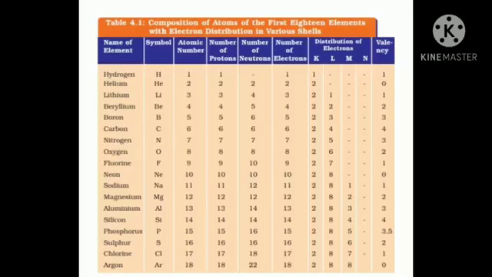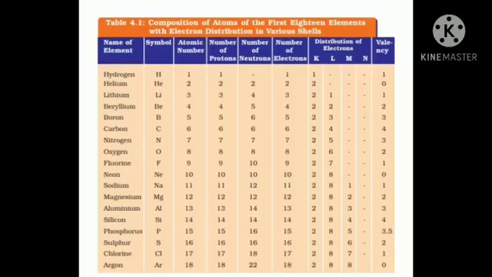Sodium, symbol Na, atomic number 11. So the number of protons and electrons is 11. Mass number minus atomic number is equal to the number of neutrons, which is 12. The distribution of electrons: 2, 8, 1. K shell 2, L 8. The remaining goes to the next shell, 1. So 1 is the valency of sodium.